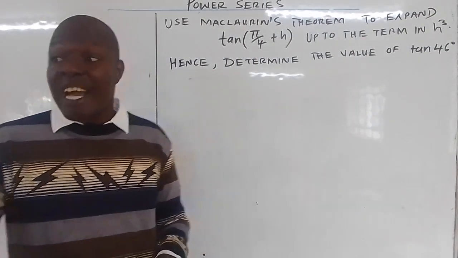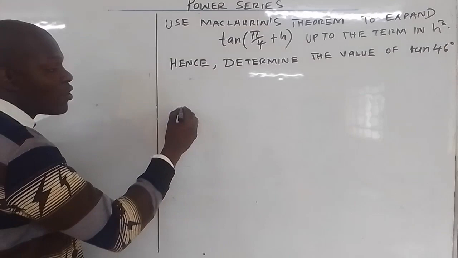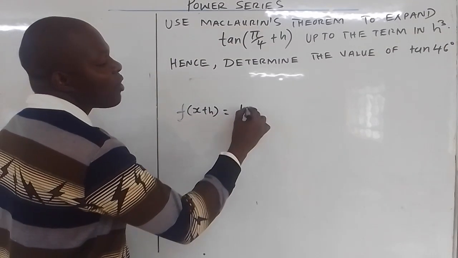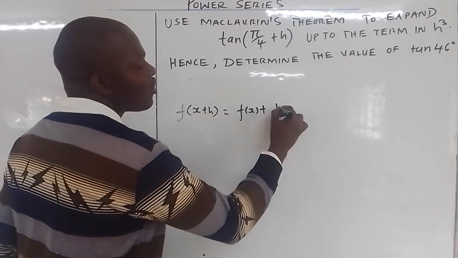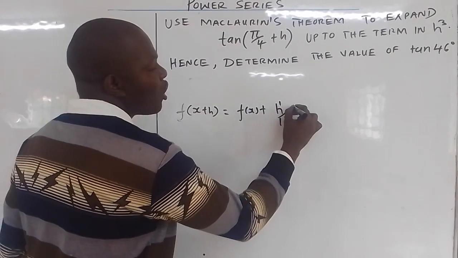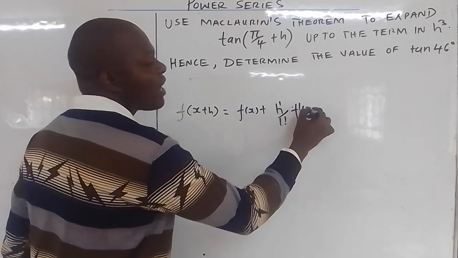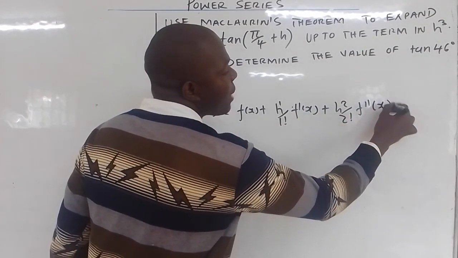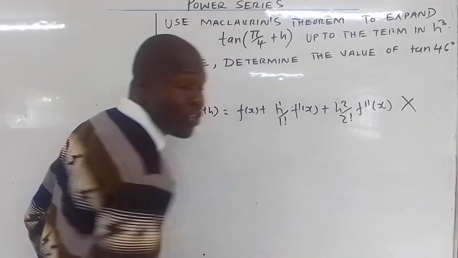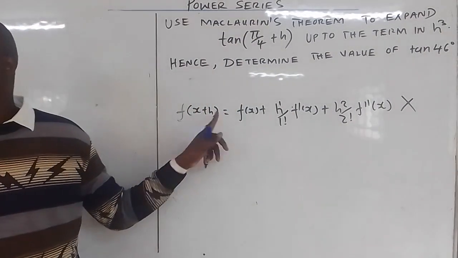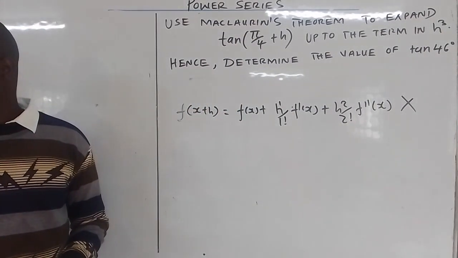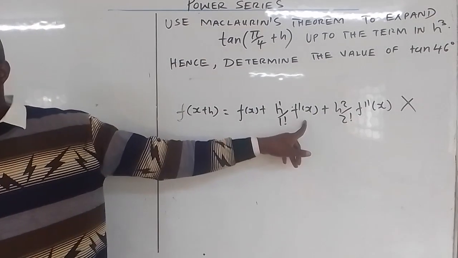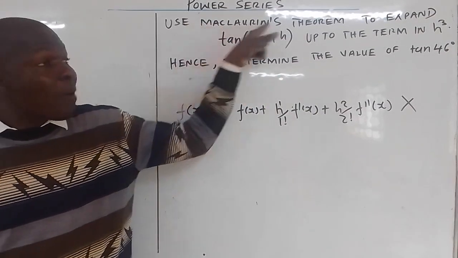So it is not a case of Taylor's theorem, whereby when you have f of x plus h, you start from f of x, then plus h to power 1 over 1 factorial, f prime of x, then plus h squared over 2 factorial, f double prime of x. This is a Taylor series expansion of f of x plus h. Meaning Taylor series is what uses this, but we are dealing with Maclaurin's theorem.